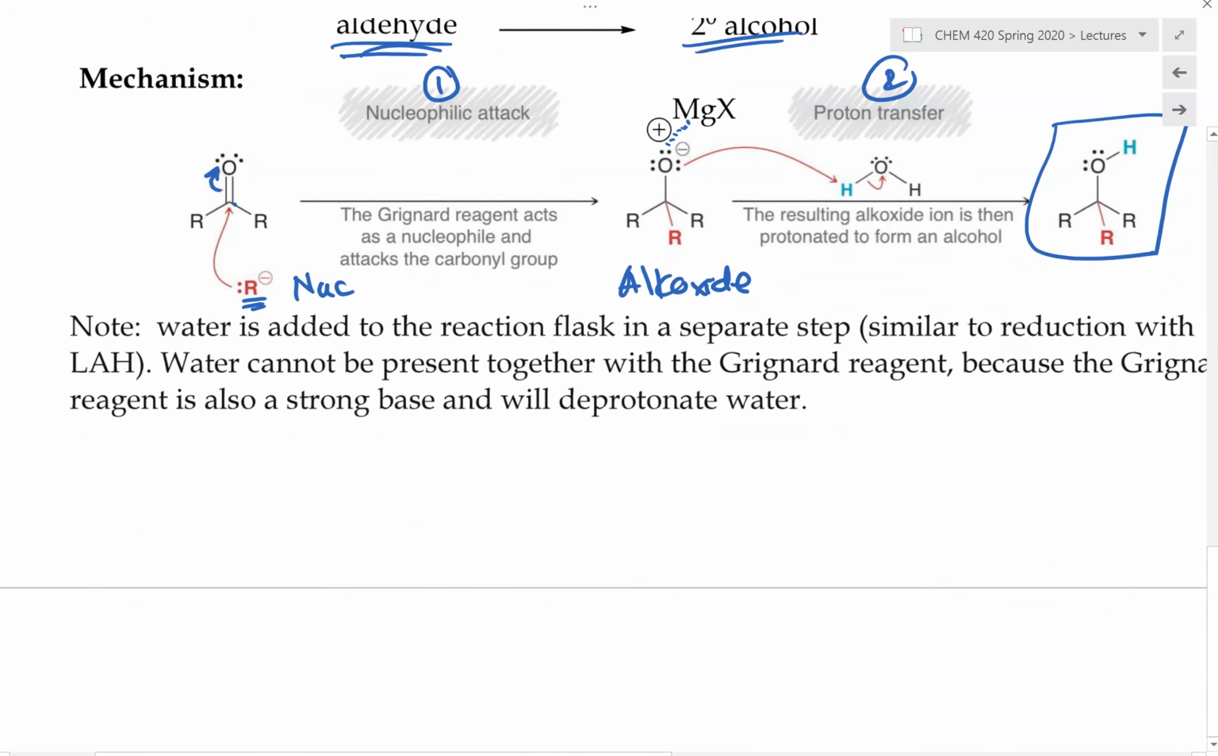And again, please note the following. Water is added to the flask in a separate step, the second step right there, not all together in one reaction flask.